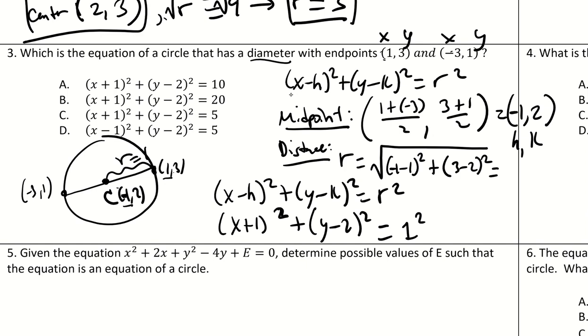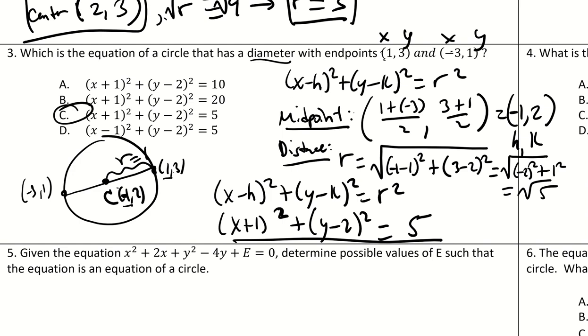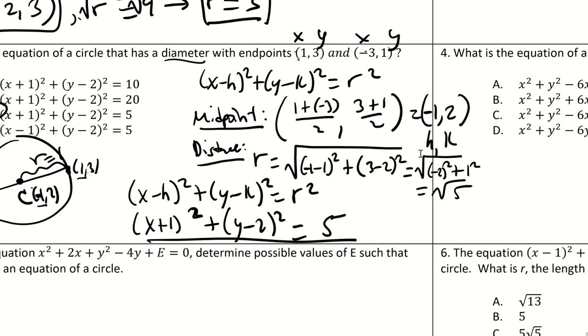So the radius is not 1. -1 minus 1 is -2, so -2 squared. 3 minus 2 is 1, so it's going to be 1 squared. So 2 squared is 4, and then 4 plus 1 is 5. So this is the square root of 5. So this is going to be the square root of 5 squared. Remember, the square root of 5 squared is the square root of 5 times the square root of 5, which is just 5. So really, we could just turn this into a 5. Okay, and that gives us our answer. X plus 1 squared plus y minus 2 squared equals 5. Okay, all right, so that's that.